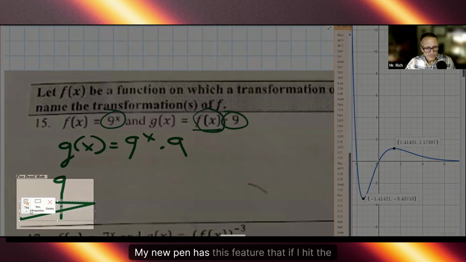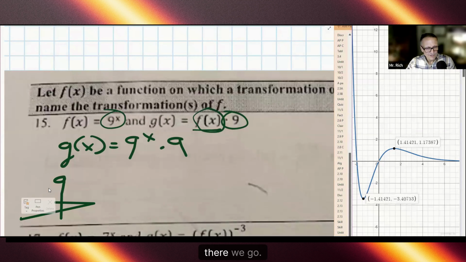Sorry, my new pen has this feature that if I hit the wrong button, it goes into fine detail mode. There we go. Okay, now I got an eraser. Okay, hold on. There we go.